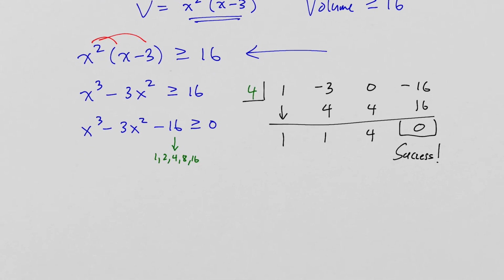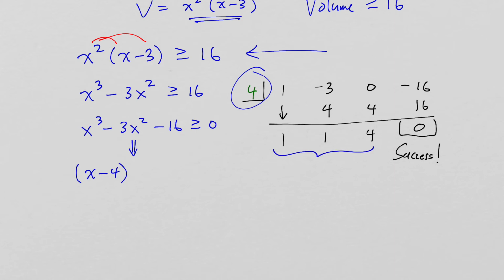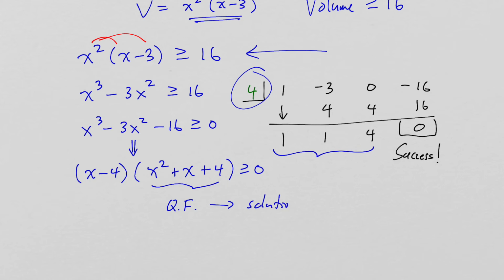All right, so what does that tell us about our factorization here? Well, it tells us that this factors into x minus 4, right? That's the factor we get from here, and then multiplied by 1x squared plus 1x plus 4. Now, if you try to use the quadratic formula to solve this, you will find out the solutions here are non-real.